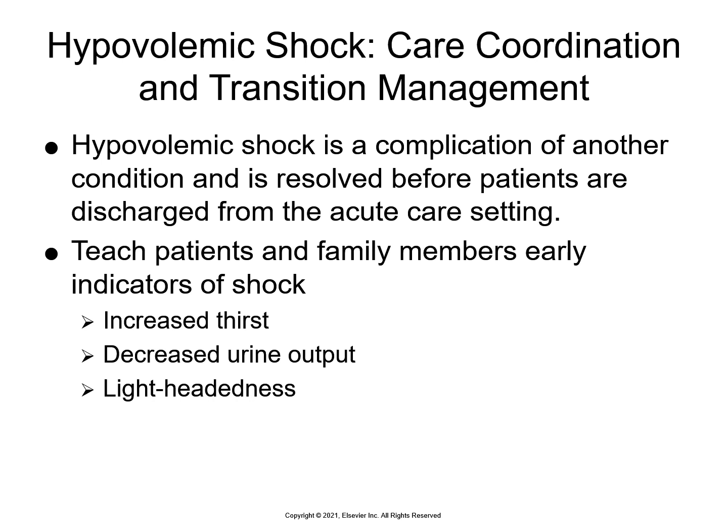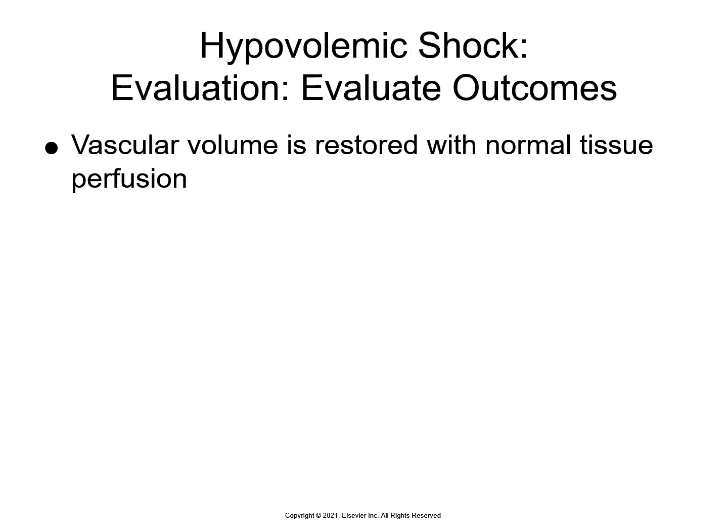You want to teach the patient's family and other family members indicators of shock: increased thirst, decreased urine output due to decreased cardiac output, and lightheadedness. So that said, we need to evaluate our outcomes, and our goal would be to restore the vascular volume with normal tissue perfusion. That is our ultimate goal.